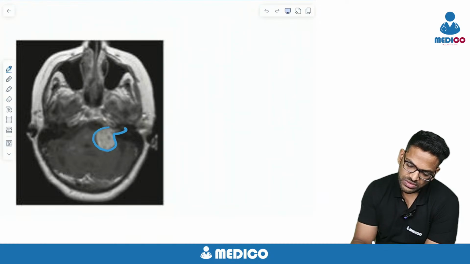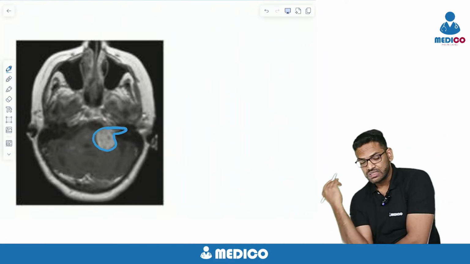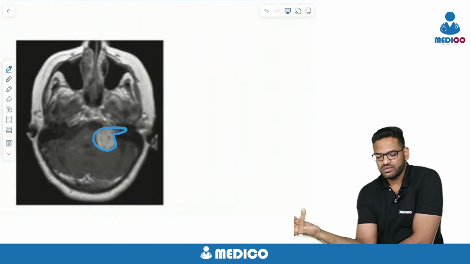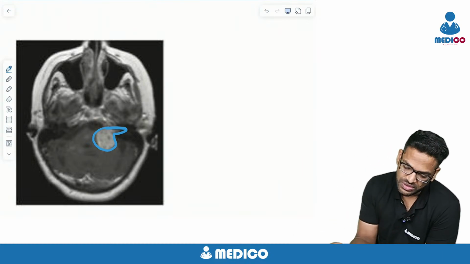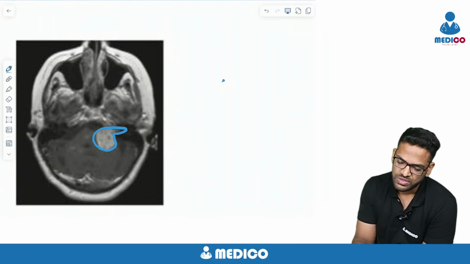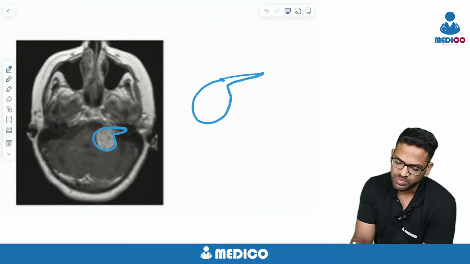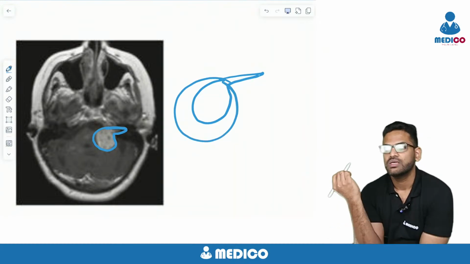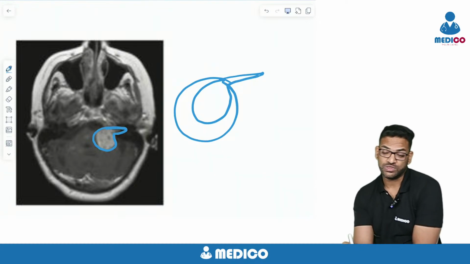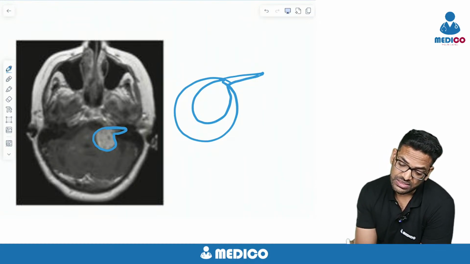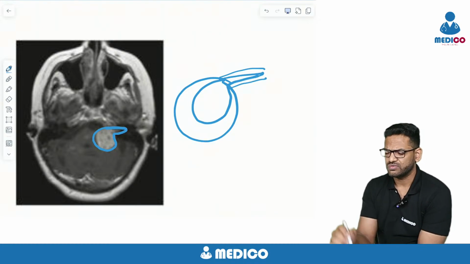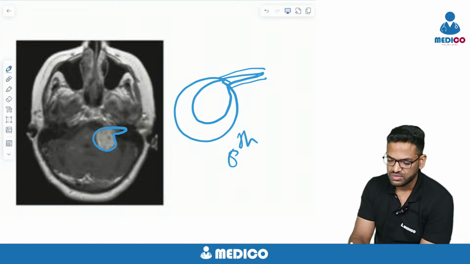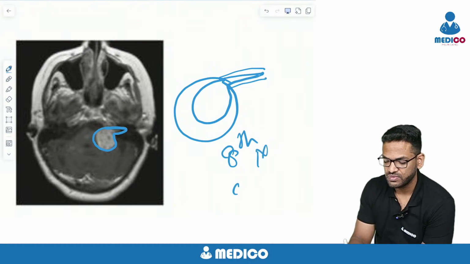So what do you think this is? It's an acoustic schwannoma. Why do I say that it's an acoustic schwannoma? Because it has an ice cream cone appearance to be precise. It looks like an ice cream cone because the majority of the tumor is outside the internal acoustic canal, which is big, and as it extends inside the internal acoustic canal, it becomes narrower because it follows the seventh, eighth nerve complex.